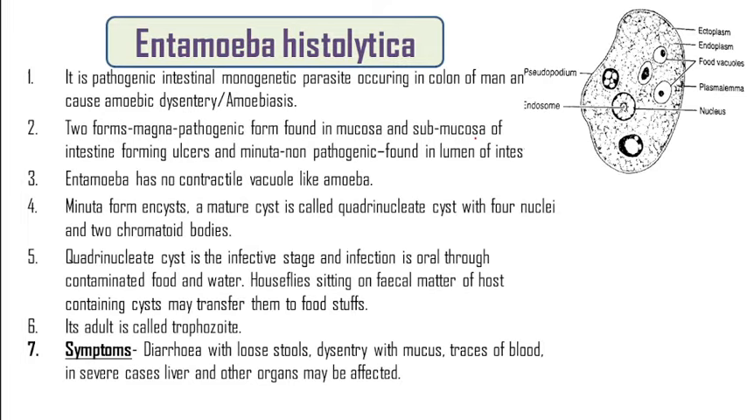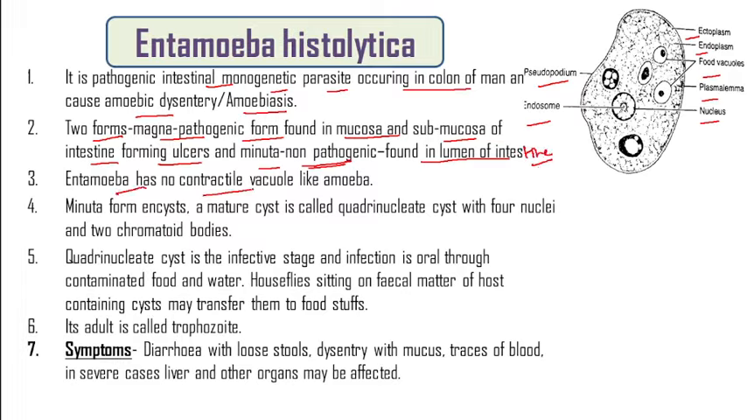Then this kind of slide or image will be shown to you. You have to identify that this is Entamoeba histolytica: the ectoplasm, endoplasm, food vacuole, plasmalemma, nucleus, endosome and pseudopodium. They are going to be labeled on the diagram. It is a pathogenic intestinal monogenetic parasite occurring in the colon of man and causes amoebic dysentery or amoebiasis. There are two forms of it: magna, which is the pathogenic form found in the mucosa and submucosa of the intestine, forming ulcers, and minuta, which is the non-pathogenic form. It is found in the lumen of the intestine.